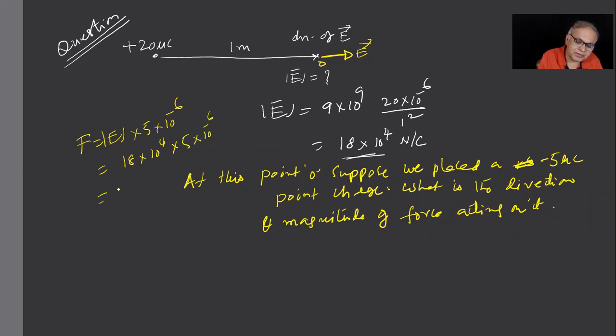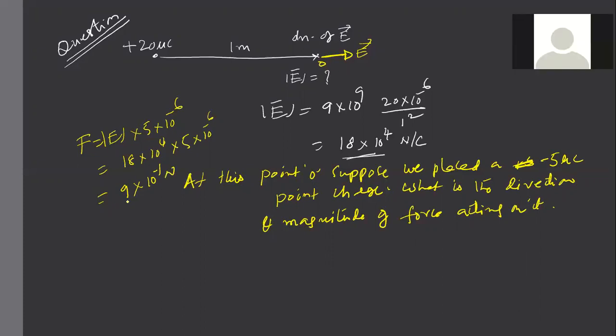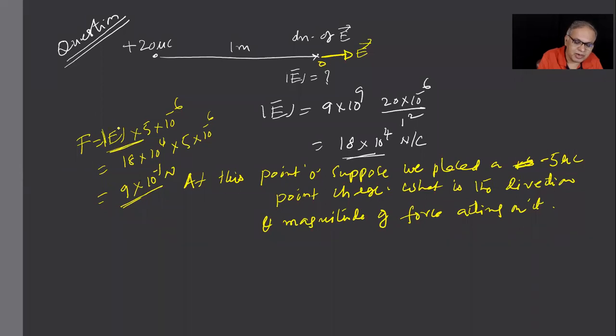This is how much? 9 into 10 to the power minus 1. Yes, so 0.9. Don't worry about the answer. The answer will follow. I want you to do it like this: mod E into Q. Then you're catching what you are saying as a concept.